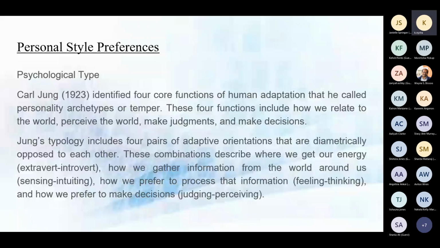Okay. So Mr. Carl Jung in 1923 identified 4 core functions of human adaptation, which are called personality temperaments. These 4 functions include how we relate to the world, which would be considered introverts or extroverts. How we perceive the world, which would be either based on our senses or intuition. How we make judgments, based on feeling or thinking, and how we make decisions based on judging or perceiving certain things.